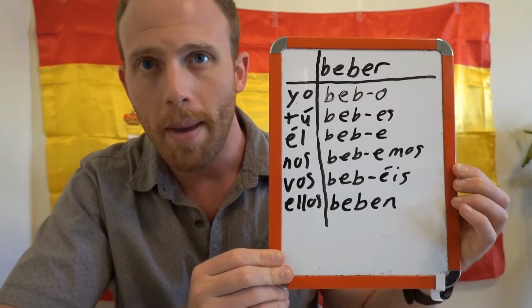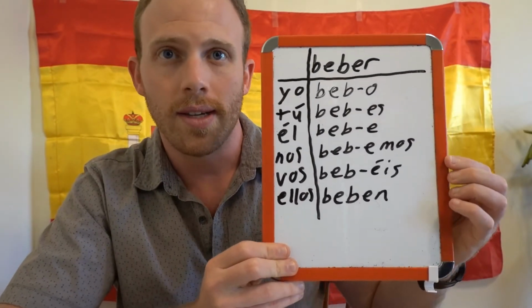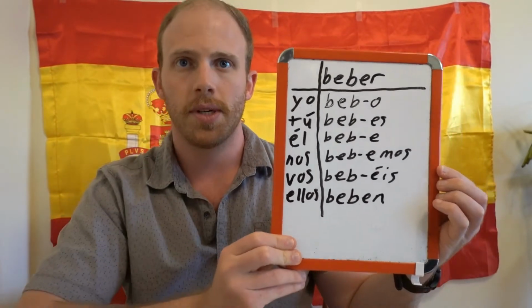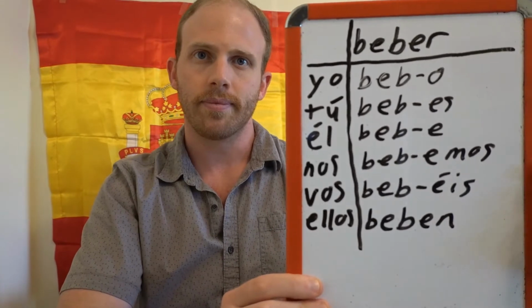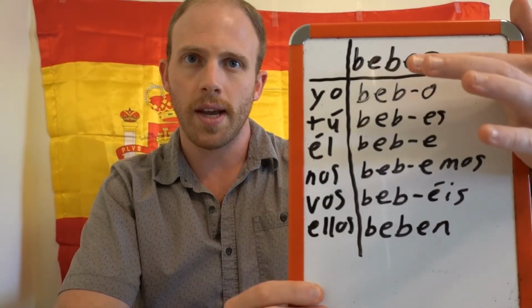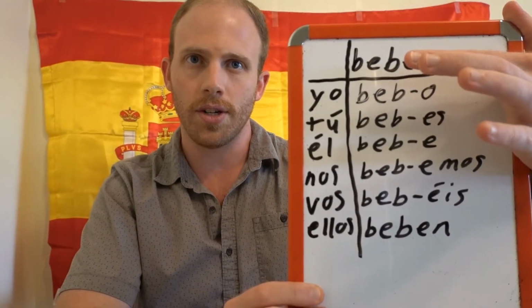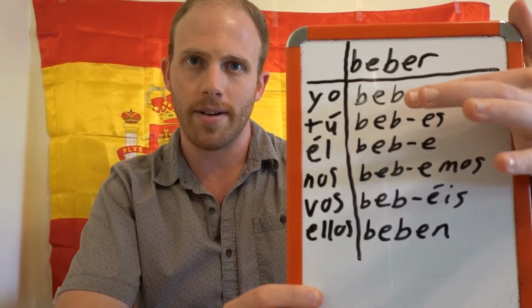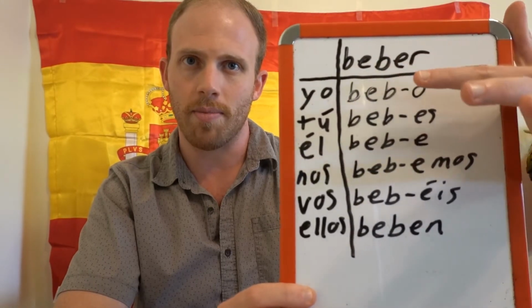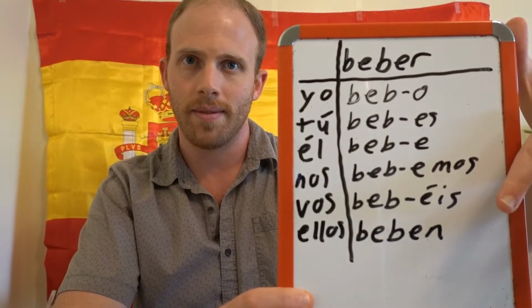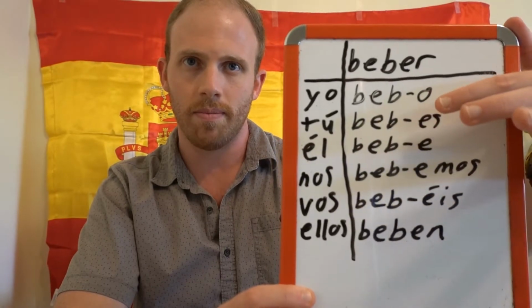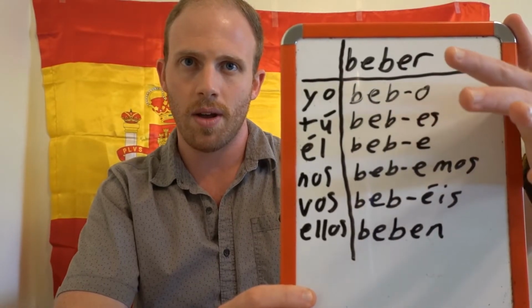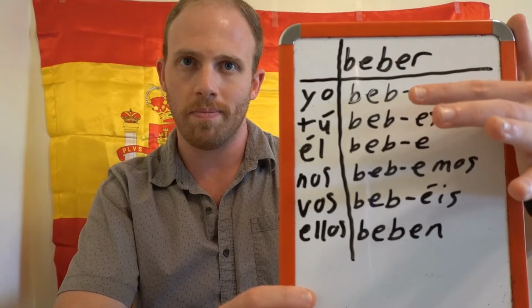Starting out with beber. Now, it's the same thing as the IR verbs in the sense that what you're going to want to do is take away that E and R, as you can see, I exemplified here, right? And you replace it with the appropriate ending. Okay, so B-E-B-O. Yo bebo.